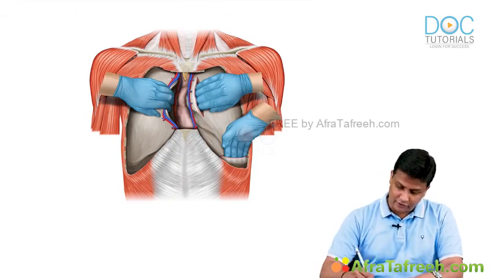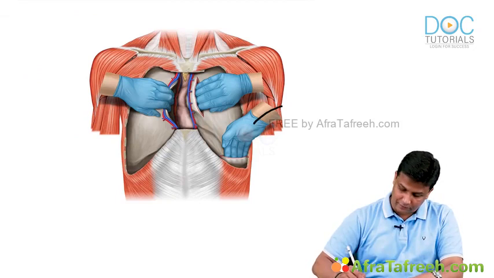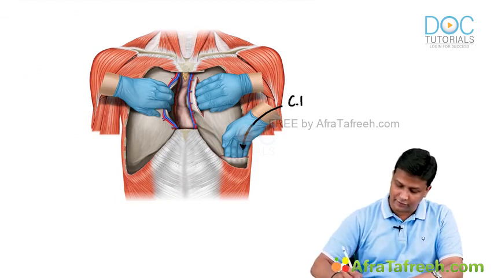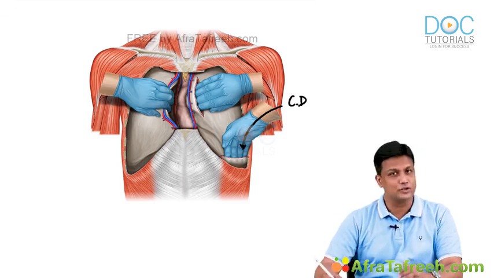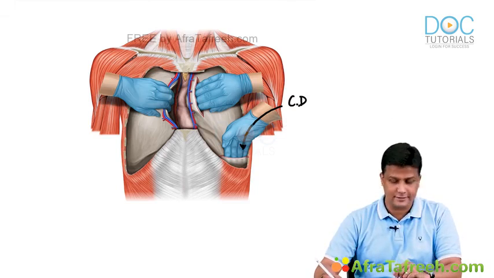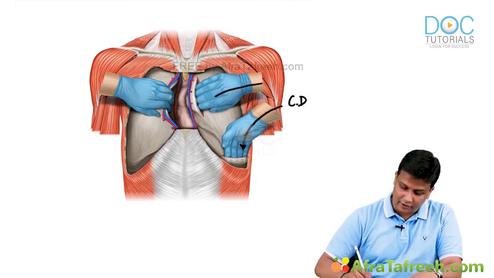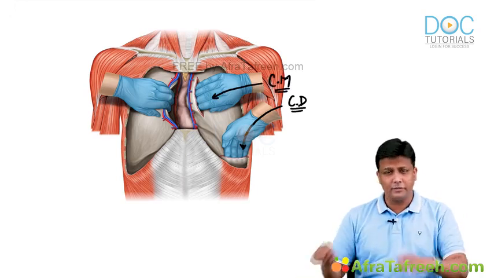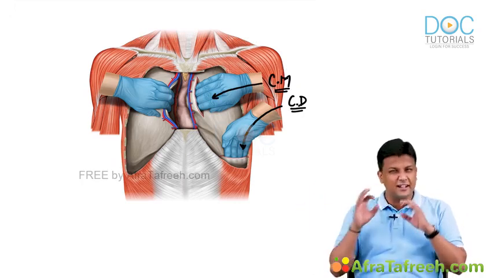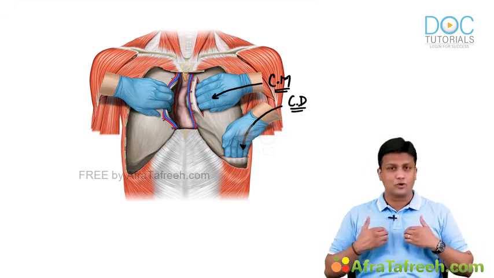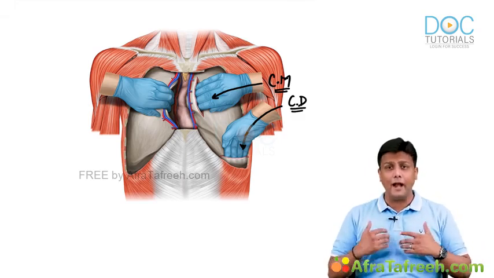In this diagram, if you look at this hand over here, it is showing the costodiaphragmatic recess, which is the more inferior, most dependent one out of the two recesses. And look at this hand over here, which is projecting into the costomediastinal recess. From this diagram it is crystal clear that the costodiaphragmatic recess is more inferior, whereas the costomediastinal recess is more anterior.